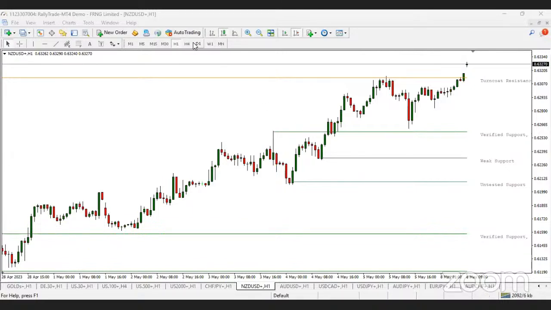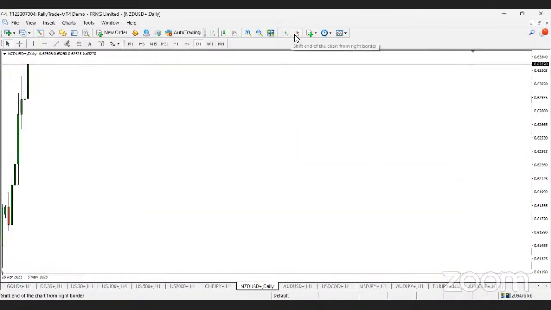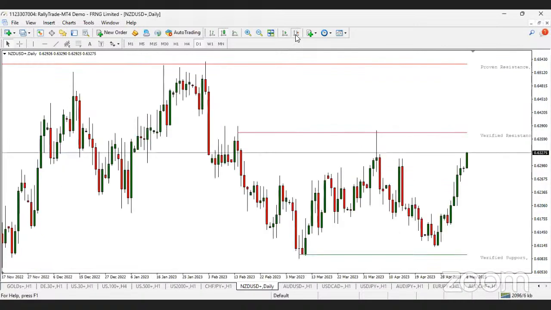NZD USD, let's start from top-down analysis. Let's start from the higher time frame. From the daily time frame, NZD USD is clearly pushing to the upside.